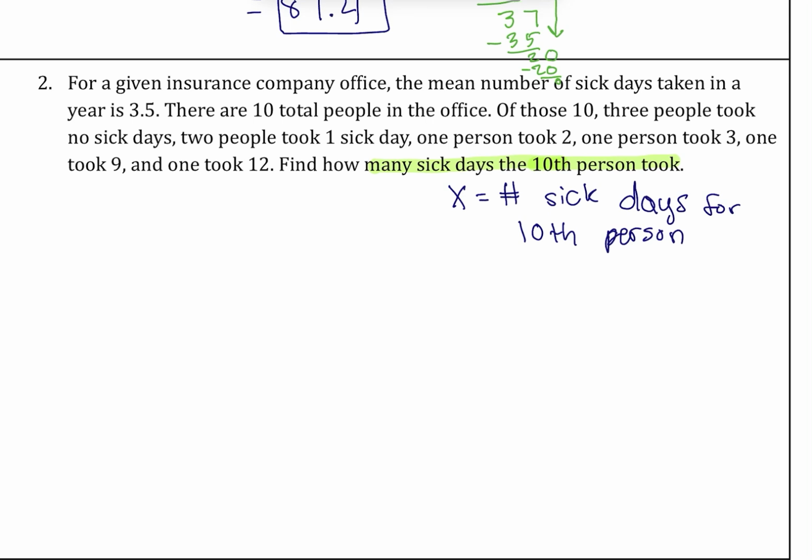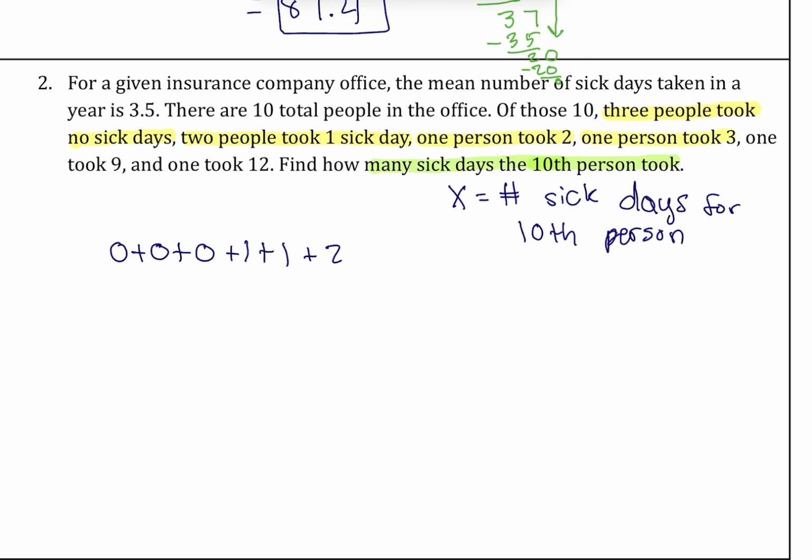We know to find the mean, we're adding all the data values together and dividing by the total number of data values. Let's start by adding all the data values together. It says that 3 people took no sick days, so we can add 3 zeros when we're calculating our mean. 2 people took 1 sick day, so we're going to add 2 ones. 1 person took 2, so we're going to add 1 2.